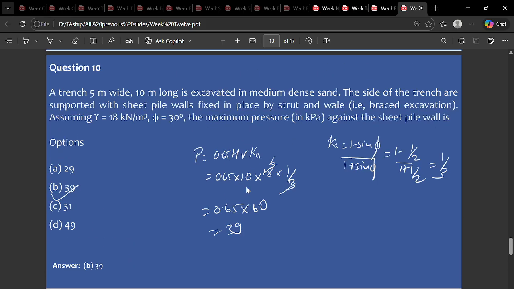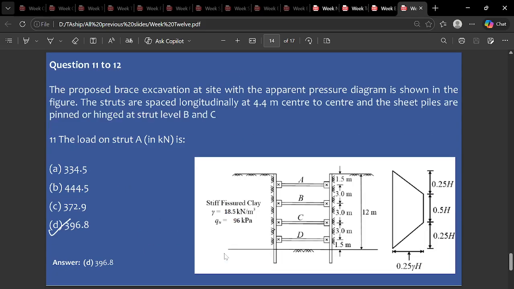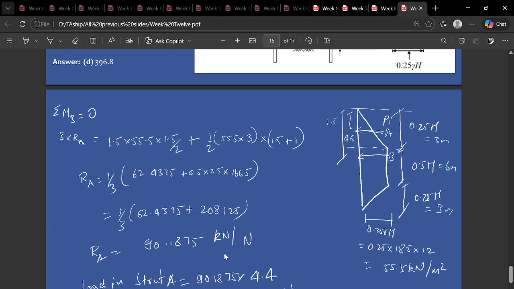And this is again a question based on the apparent pressure diagram, and these are the questions based on the strut load system.